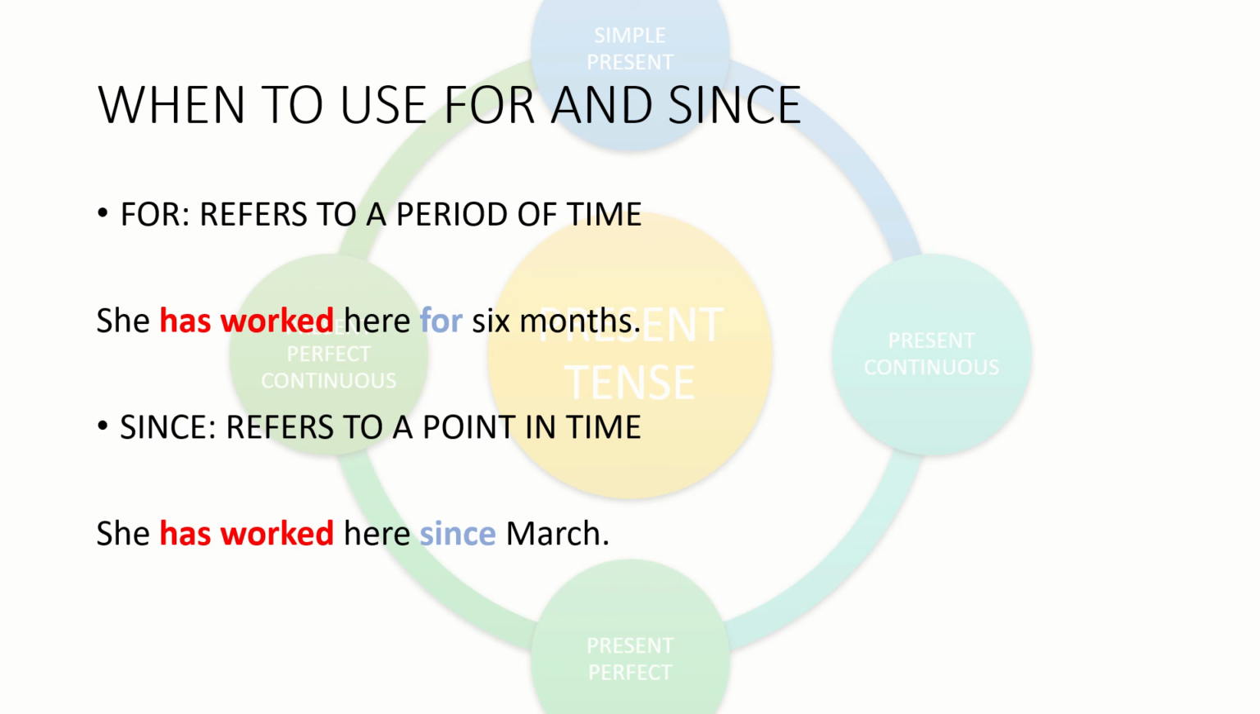But since refers to a point in time. She has worked here since March. So if you count back, then March till August is exactly 6 months. So then that is more definite. That is a fixed point in time. So in such a place, we use since, and for a bigger period of time, we use for when it is not exactly very specific or very well pointed.